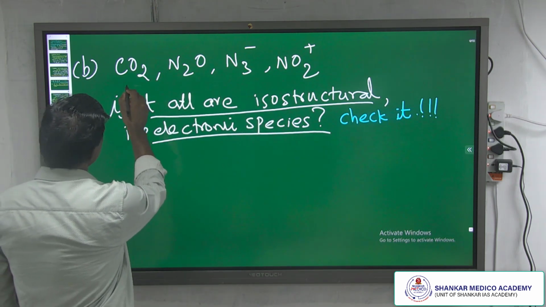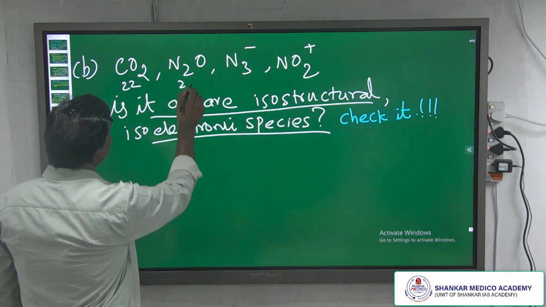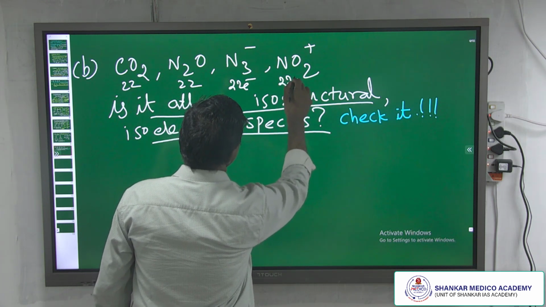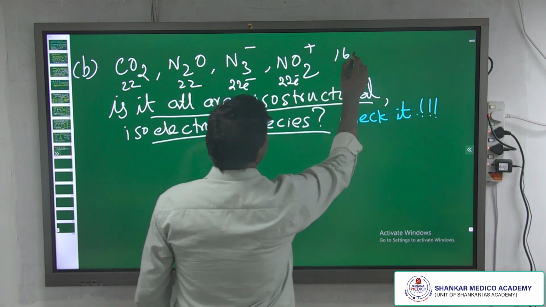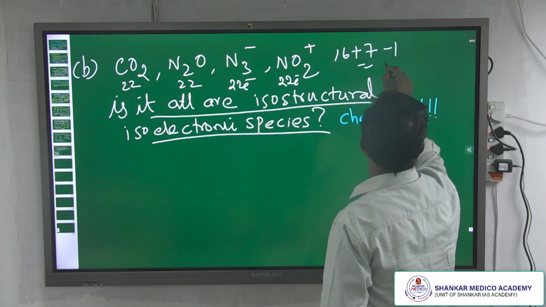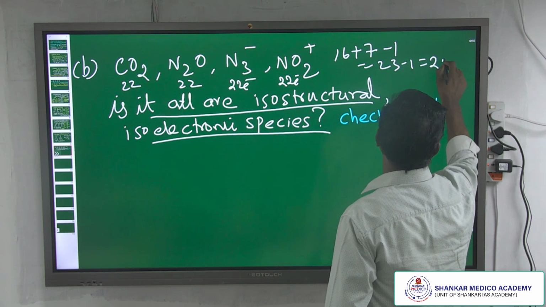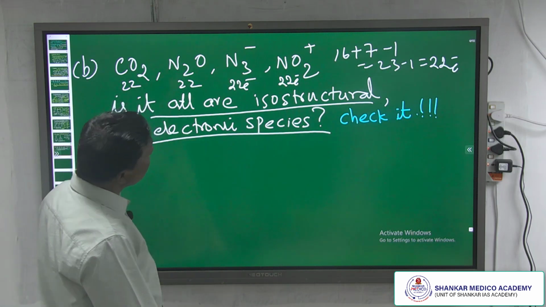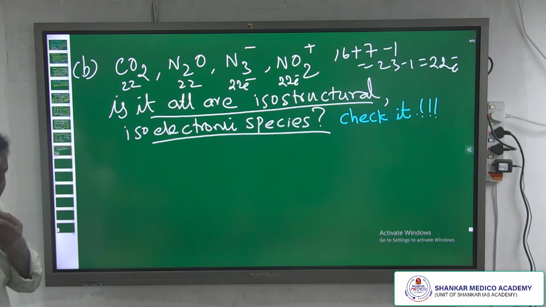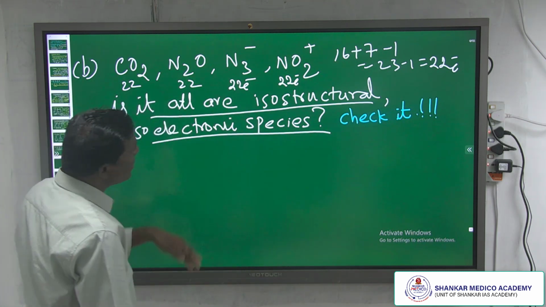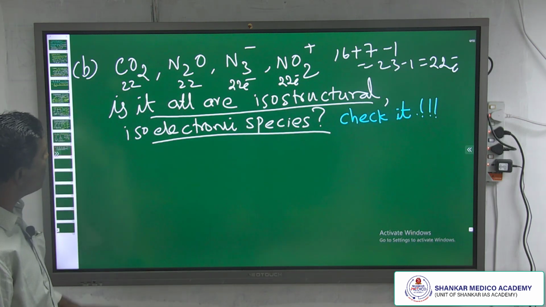Already we know that CO2 has 22 electrons, this also 22 electrons, this also 22 electrons, this also 22 electrons. Nitrogen, this is 16 plus 7 minus 1, 23 minus 1 is equal to 22 electrons. So definitely all of them have the same number of atoms and the same number of electrons.